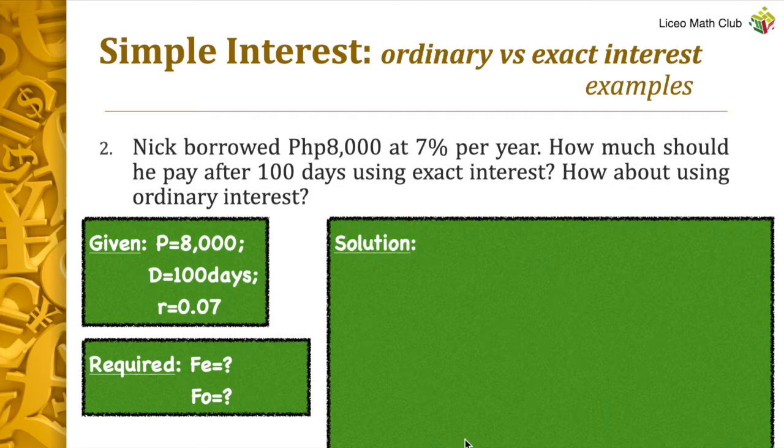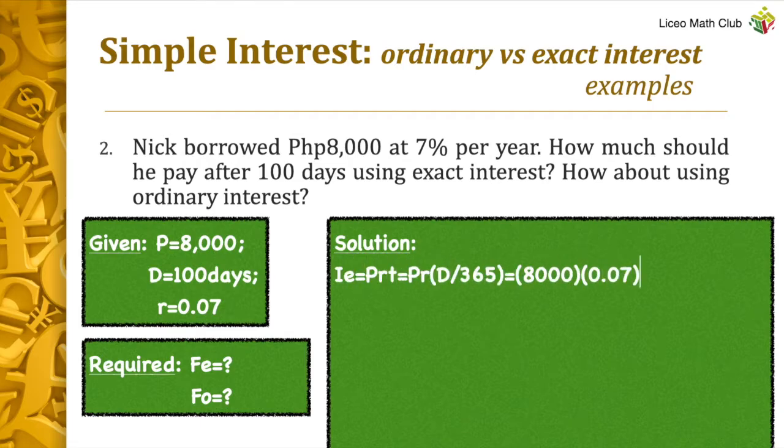There's a shortcut in using this, but I'm going to answer this step by step. That is, I'm going to get the interest first. After getting the interest, I'm going to get the future value by adding the principal with the interest. Okay, so let's start with getting the interest first.